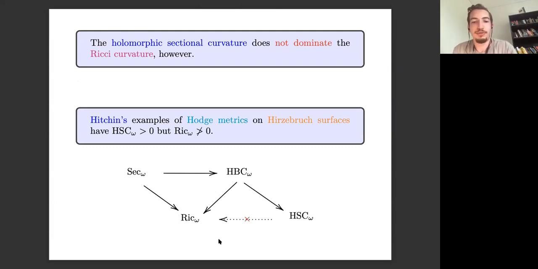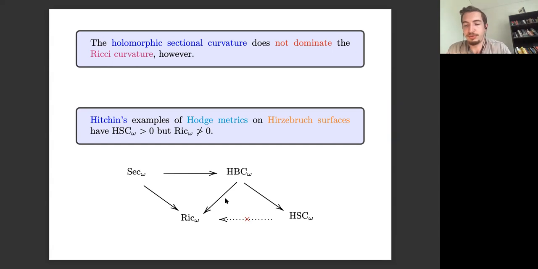Now, as I remarked before, the holomorphic sectional curvature does not dominate the Ricci curvature. And the mysterious example that a lot of people are interested in figuring out why it exists at all is the following example due to Hitchin, which is given by taking Hodge metrics, by which we understand to be Kähler metrics with integral cohomology class. You take them on Hirzebruch surfaces, which are P1 bundles over P1. There exist metrics of positive holomorphic sectional curvature on such things, but they do not admit metrics of positive Ricci curvature.